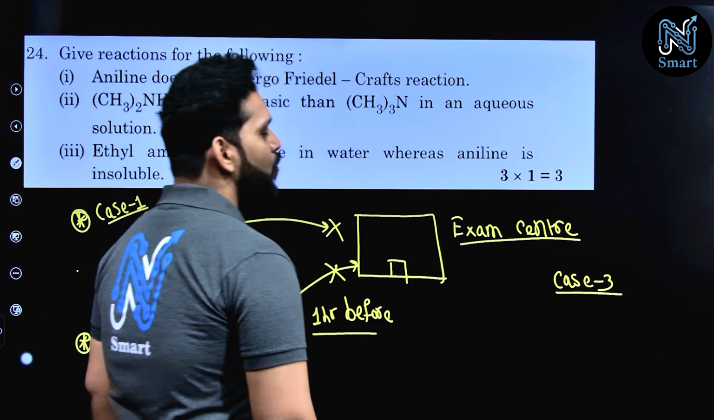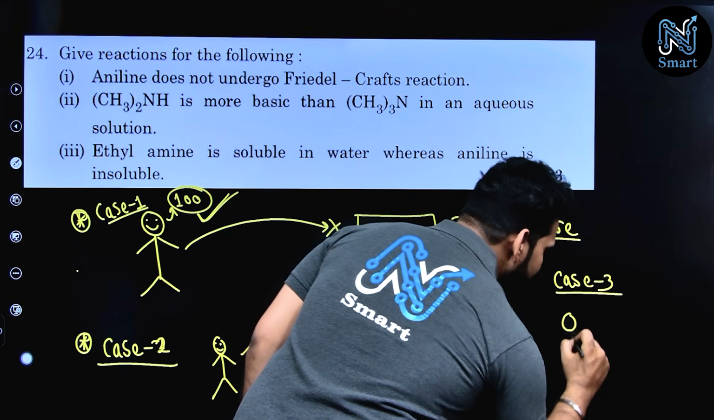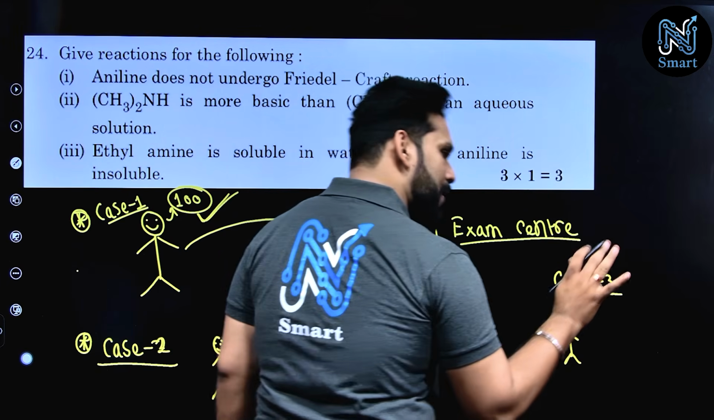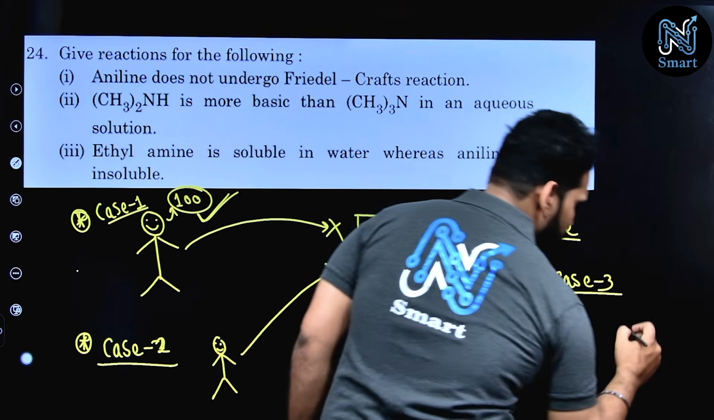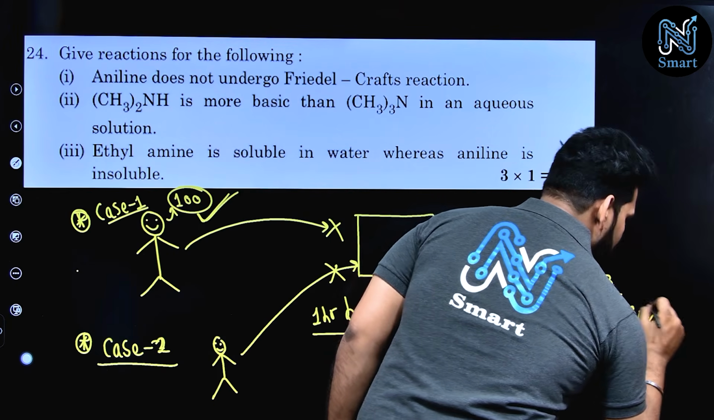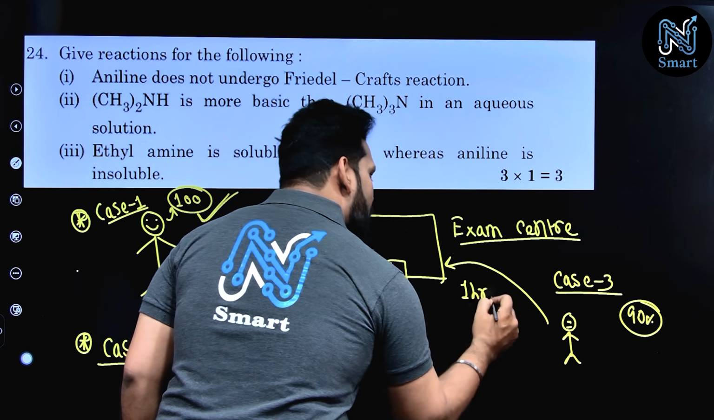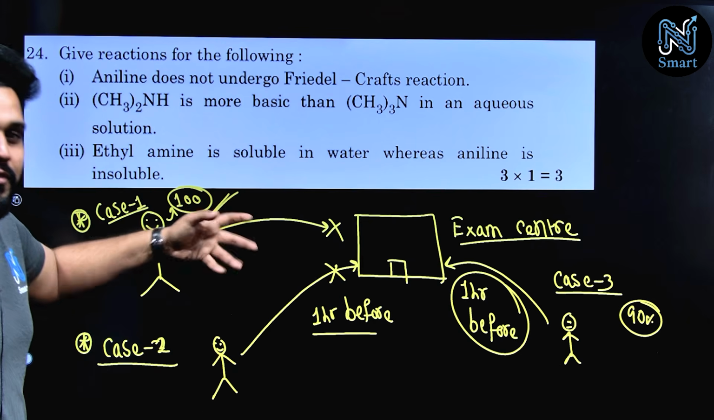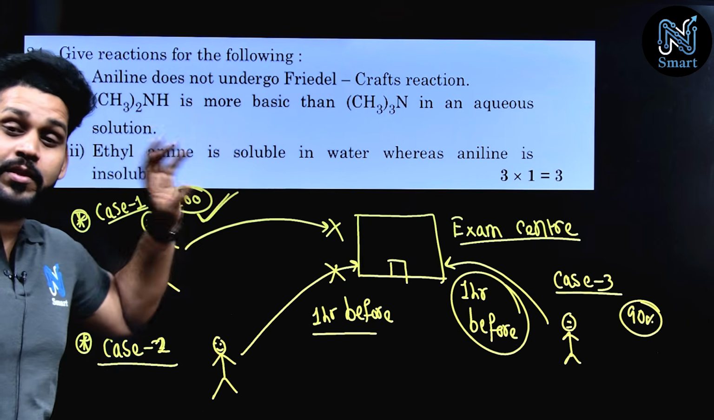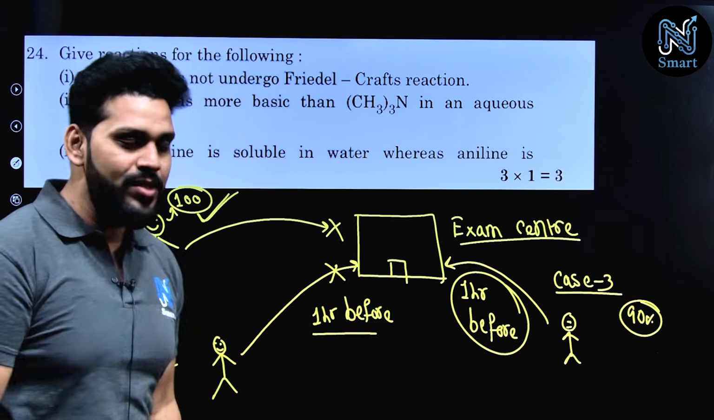Now, let's talk about case 3, which we are all under. This guy's preparation is fine, not at 100% level, let's say at 90% level. And he reached the exam center also 1 hour before. Who will get the maximum marks, guys? This guy hasn't even appeared, with the 100% preparation he hasn't even appeared. This guy has appeared but won't get marks because he hasn't studied.